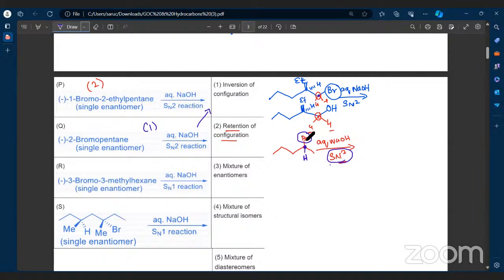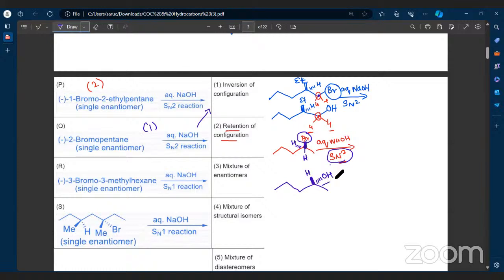So how will you write the product? If Br is present in front and the hydrogen is present at the back, what would your product be? Now you will be writing the hydrogen using the wedge bond and OH using the dash bond. Here you can see that Br is bonded using a wedge bond, but due to the inversion, OH has the dash bond. So this would be the answer.